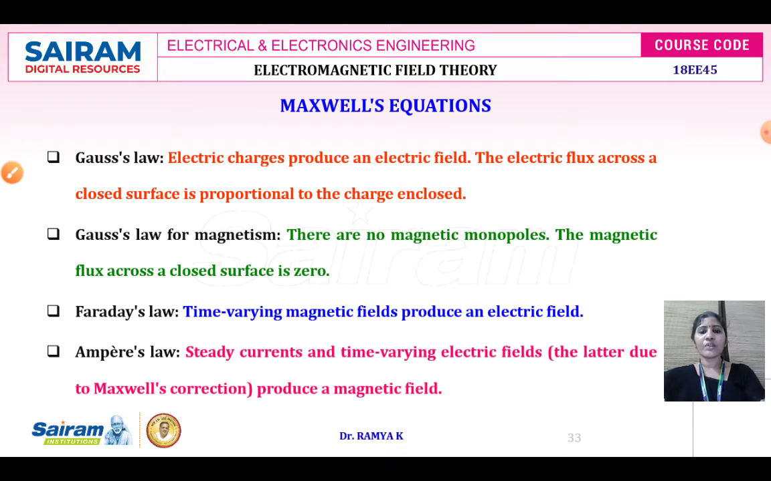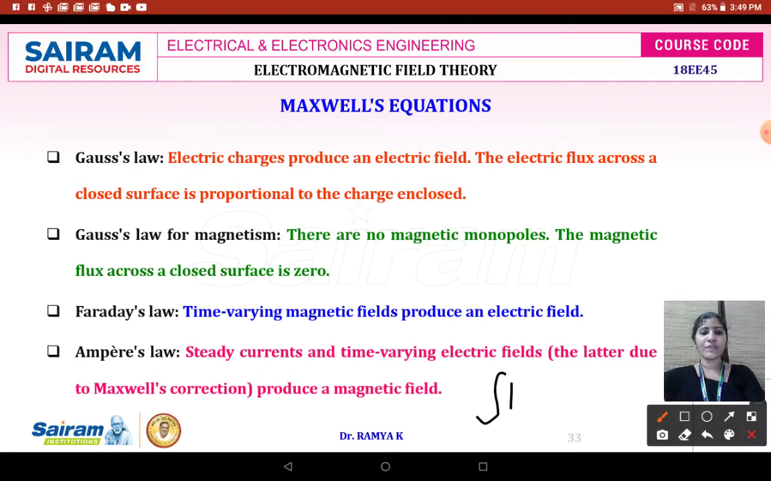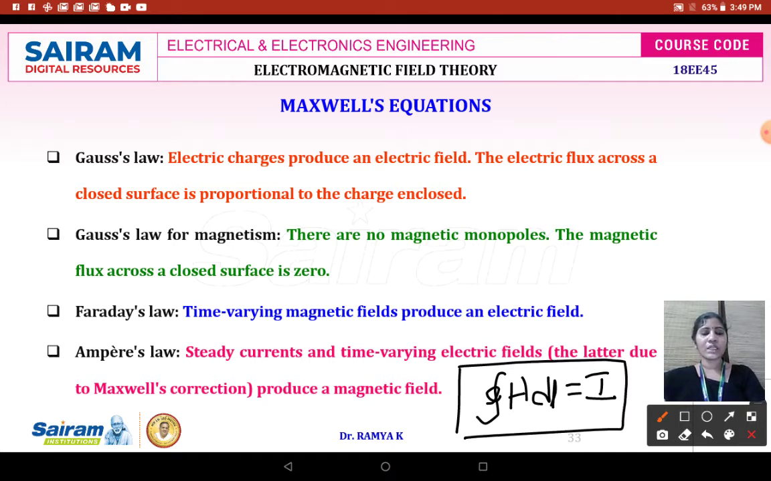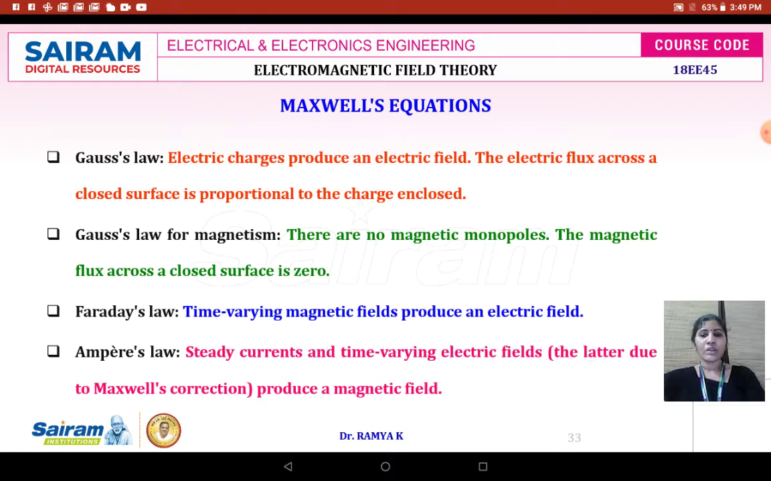The next law we are going to use is Ampere's law. Ampere's law states that the magnetic field intensity in a closed line is equal to the current enclosed. We are going to use this equation for both steady state field as well as the time varying field. For time varying field, the Ampere's law equation is going to be different. Why? Because it includes both the conduction current density as well as the displacement current density in case of time varying field. So Ampere's law for steady current and time varying electric field produce a magnetic field.